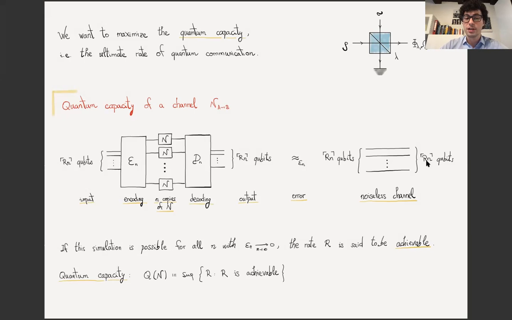Okay, and so this is a simulation: we are using n copies of a channel N to simulate Rn copies of a noiseless qubit channel. If this simulation is possible for all n, with the error here, which I'm not going to explain in too much detail, but it's basically the worst-case error in the transmission, goes to 0, so that the simulation is still possible with this very small error that even goes to 0 as n goes to infinity, the rate R is said to be achievable. And the quantum capacity is just the supremum of all achievable rates for this simulation task.